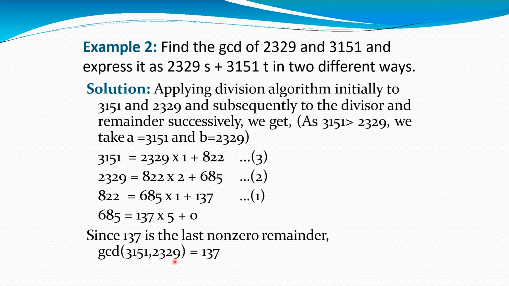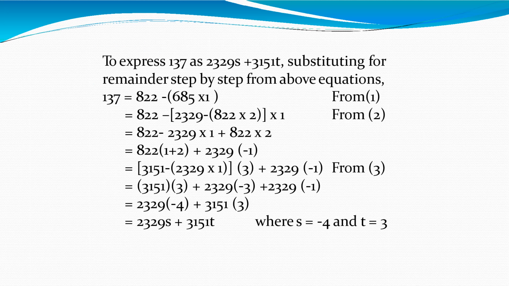Now the other part is we have to express that GCD as 2329s plus 3151t in two different ways. Now the first way is similar to the previous problem. For that we give numbering from the second last equation as 1, 2, 3, 4 and so on. Now from the second last equation we write 137 is equal to 822 minus 685 into 1.